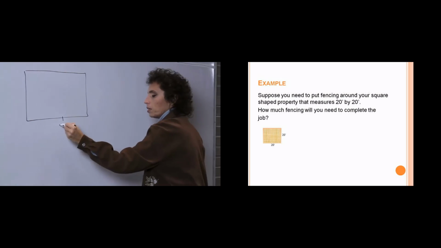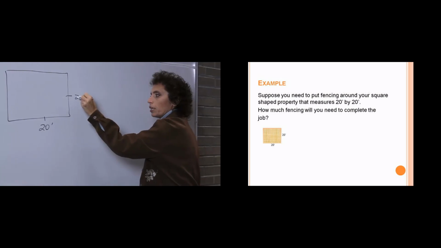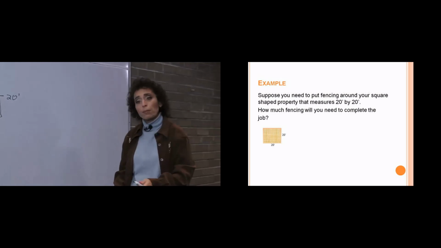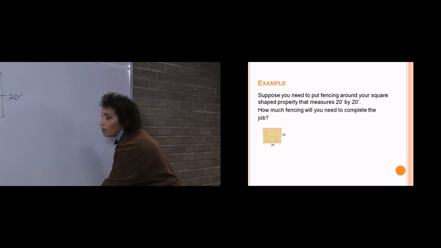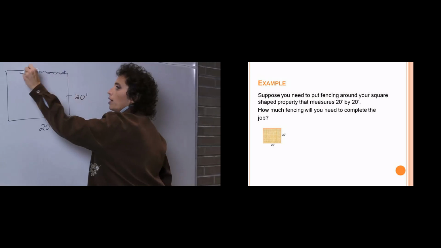Remember, in a square, all the sides are equal? So that's 20 feet. You're putting fencing around this square property. So remember, fencing means we're going to have to go around this property. So I'm going to take a walk around.